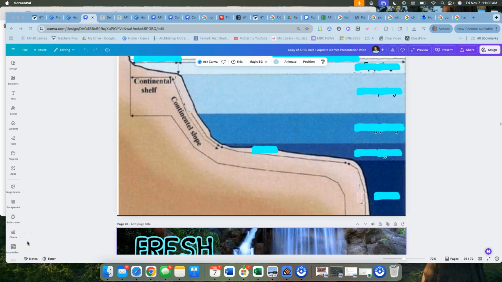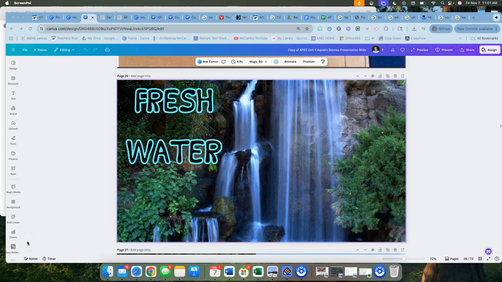Freshwater. We're leaving the marine biome and we're going to freshwater. Reminders. What percent of Earth is freshwater? 3%. 97% marine, 3% fresh. What percent of the fresh water is easily accessible?